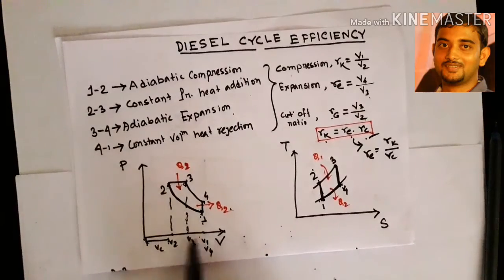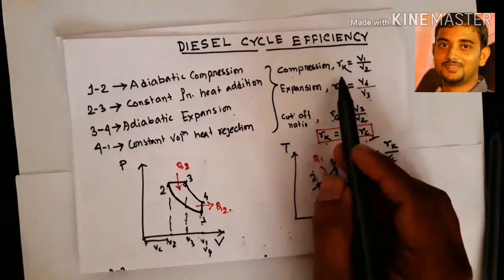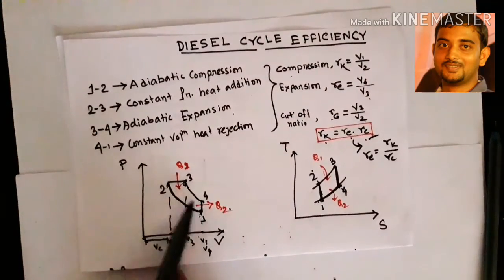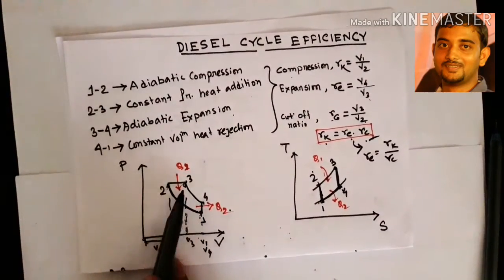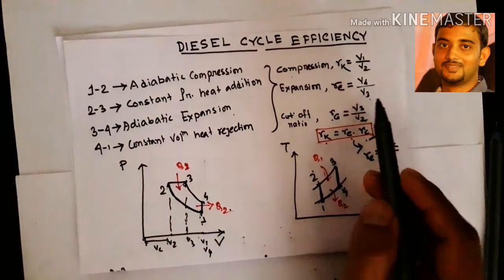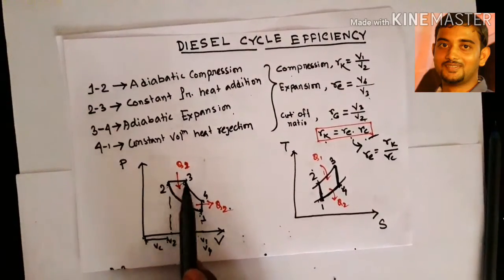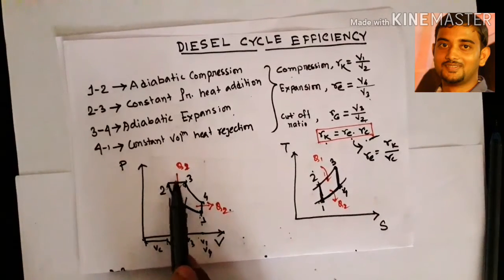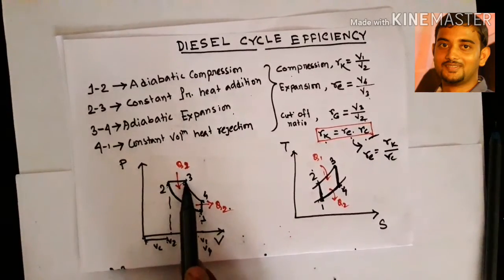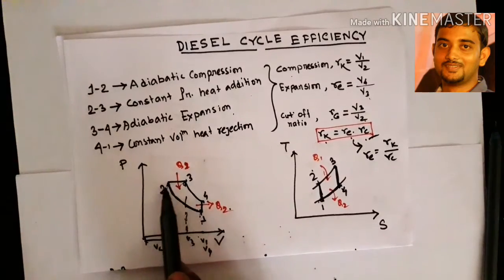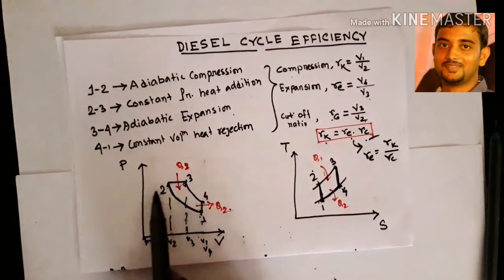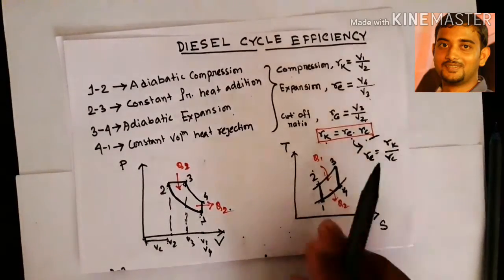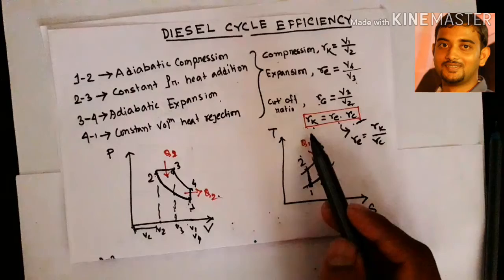Compression. So V1 by V2 is the compression ratio, and 3 to 4 is the expansion stroke. So V4 by V3 is the expansion ratio, and 2 to 3 is what? Constant pressure process. In that process we inject the fuel. So V3 by V2 is called the cutoff ratio, because here pressure is constant. So we can represent it in that way also.